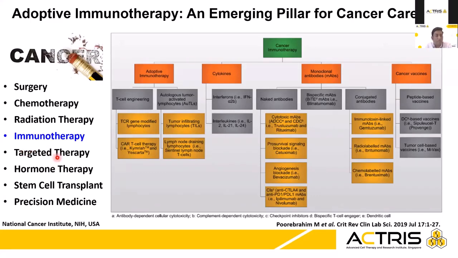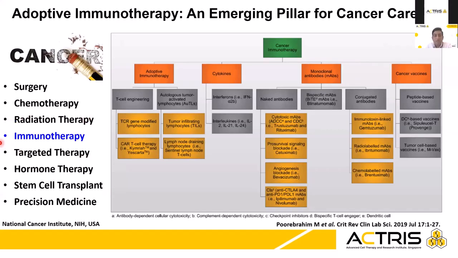Then, of course, we have targeted therapies, hormone therapy, and stem cell transplant, particularly to treat hematopoietic or blood and bone marrow disorders, which has been carried out for close to 6 decades. And in fact, as I will show in the next few slides, it lays the foundation for all the advanced cell therapy work that we do today. And of course, the upcoming field of precision medicine.